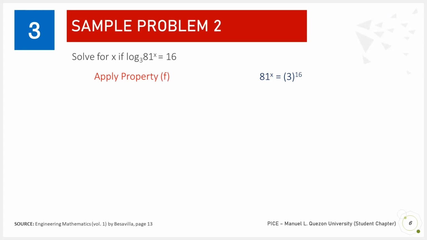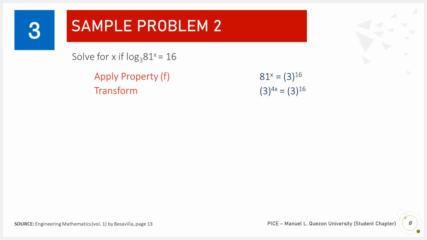So, dito pa lang, magkakaroon tayo ng idea na si 81, we can transform this by changing this to base 3. Kasi 3 raised to 1 is 3, 3 raised to 2 is 9, 3 raised to 3 is 27. And 3 raised to 4 is actually 81. So pwede nating i-transform si 81 to base 3. So ngayon meron tayong 3 raised to 4x is equal to 3 raised to 16. So yung right side natin will stay as is kasi hindi naman natin siya transform.